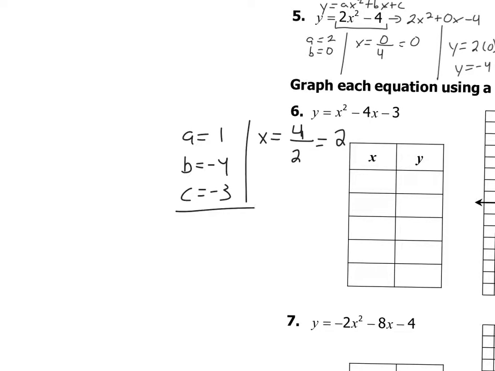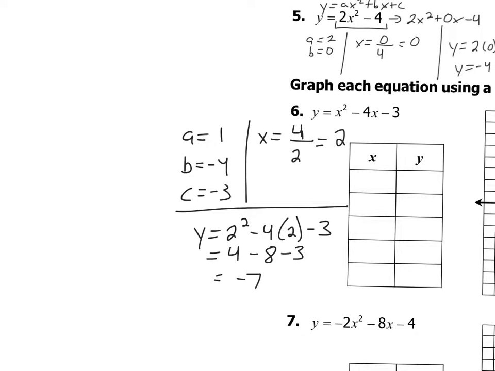To find your vertex, you just plug in your axis of symmetry. So that would be y equals 2 squared minus 4 times 2 minus 3. 2 squared is 4. Negative 4 times 2 is negative 8. That's minus 3. 4 minus 8 is negative 4. And negative 4 minus 3 is negative 7. So what is your vertex? Your vertex is 2, negative 7.